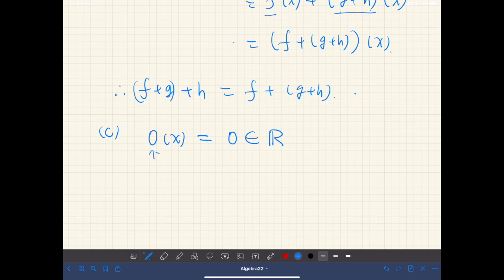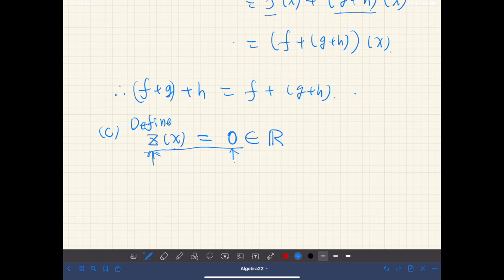Oh, sorry, this is a little bit confusing. So this one, on the right hand side, this is a real number. So 0 as a real number. On the left hand side, this 0 is 0 as a function. Okay, maybe we should use another symbol for that. So let us define a function z by this. So this is a function that returns a constant value for any element of x. Then we show that this function behaves as the 0 element of this ring.